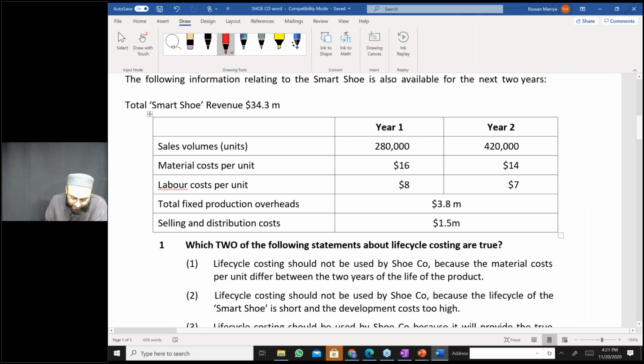So we have total smart shoe revenue. This is the accumulated revenue that has already been given to us here. So that's fine. We have 2 years of details of sales volume, material cost, labor cost, total fixed production overhead, and selling and distribution cost.